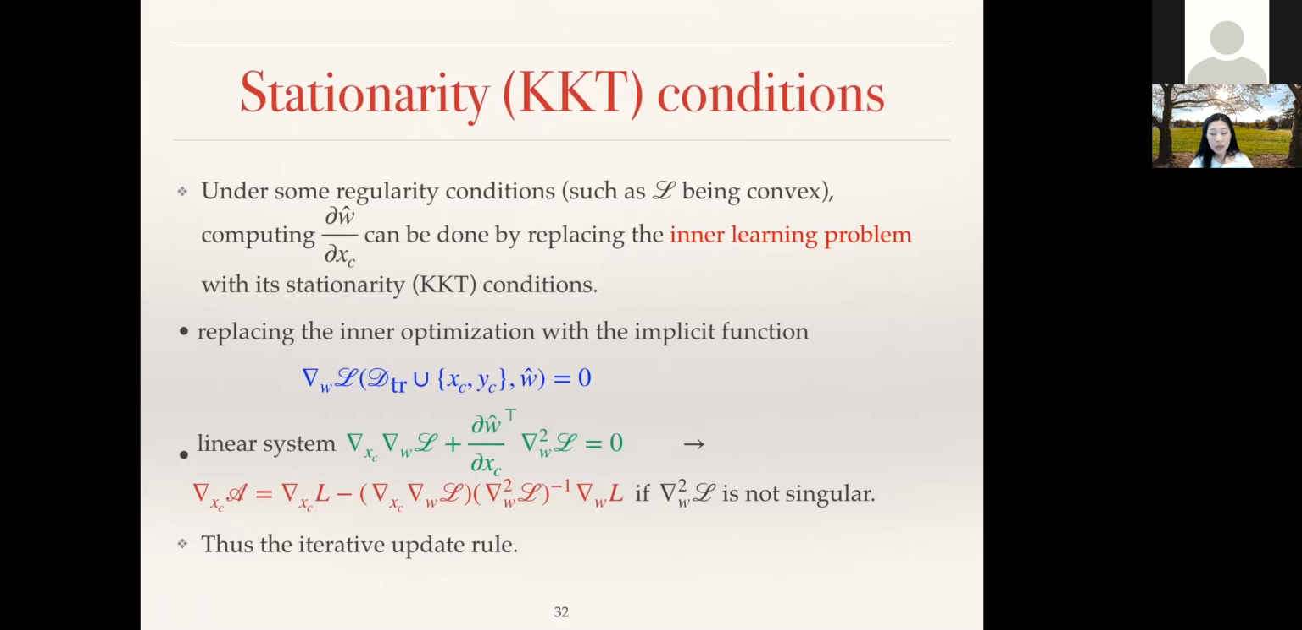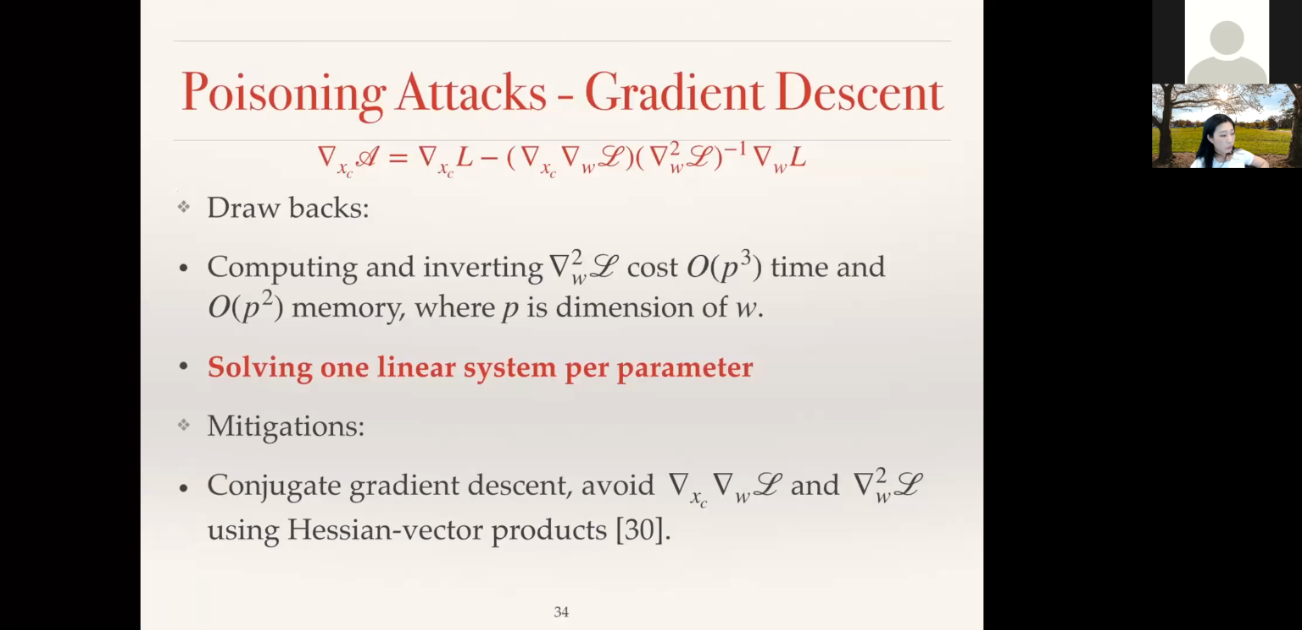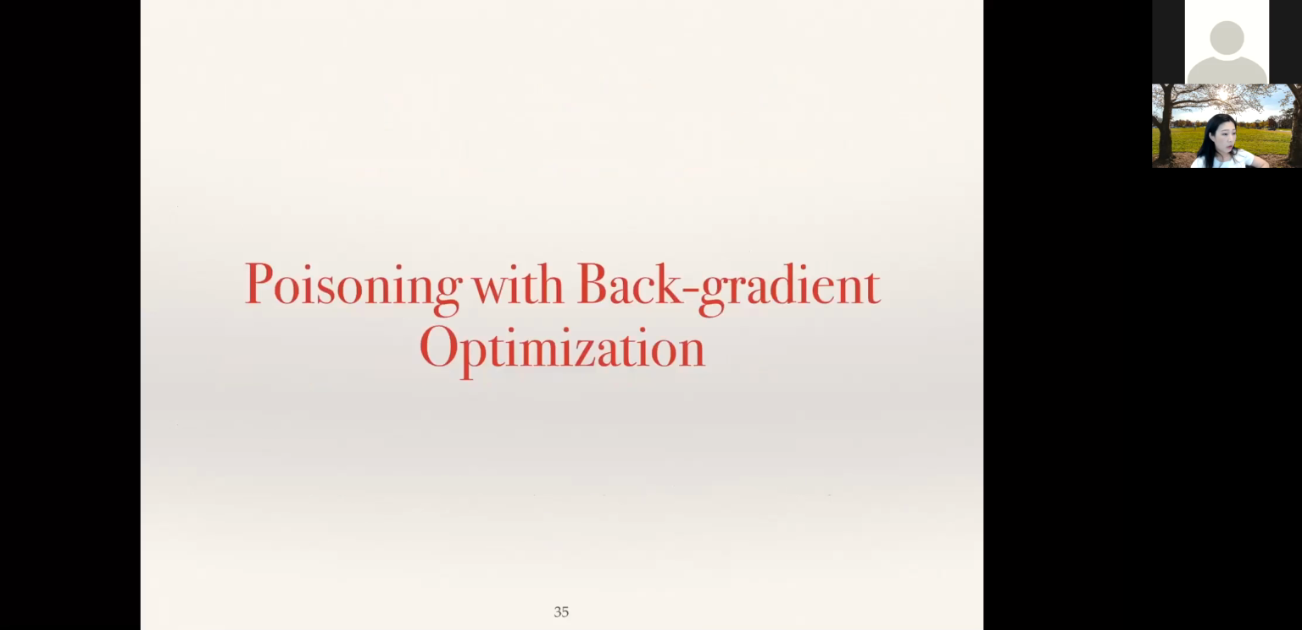Since this is already the end of the lecture, I'll just conclude with this slide: solving one linear system per parameter is very expensive. Essentially, this is why gradient descent doesn't really work, especially with a neural network. There are some mitigations using conjugate gradient descent, but it still won't work very well. Next lecture, we'll talk about a possible solution for this.